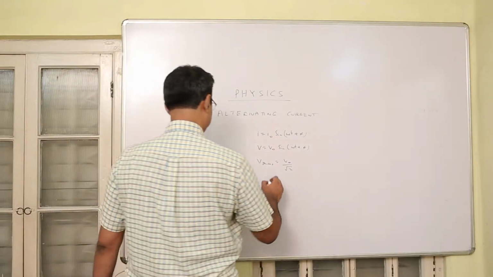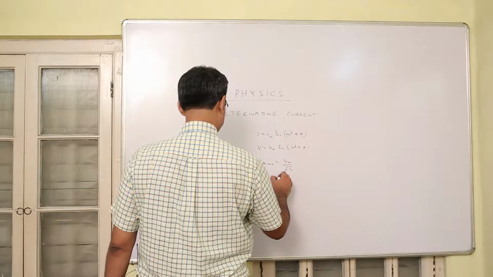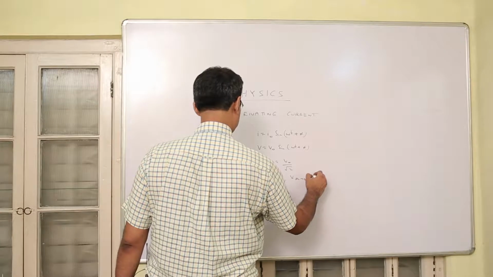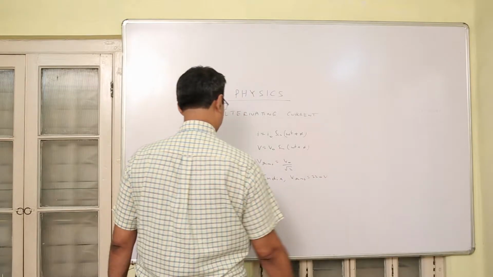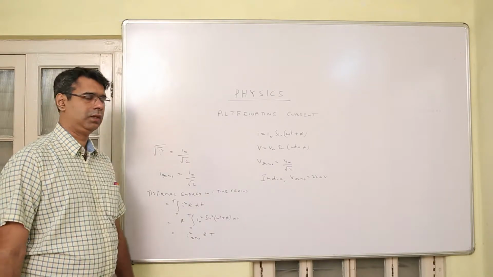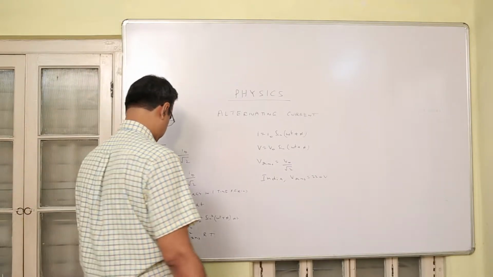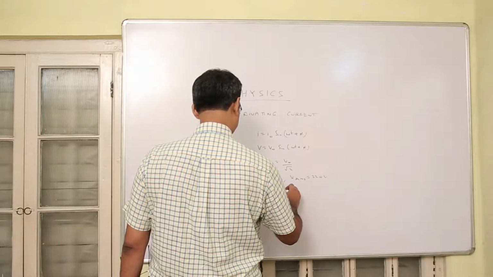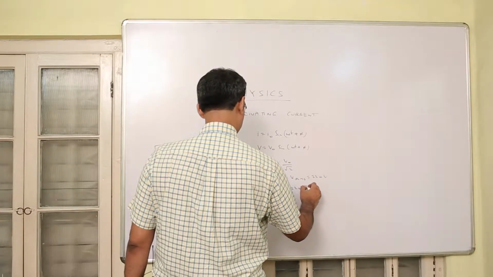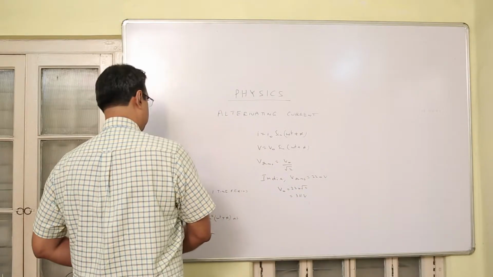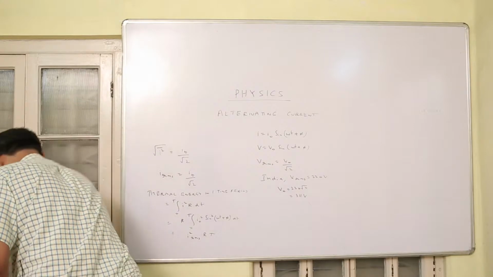Now in our country, in India, in domestic supply, Vrms is 220 volt. So you know that in our country, the domestic household supply is maintained at 220 volt, and therefore the peak voltage will be 220 into root 2, that is 311 volt.